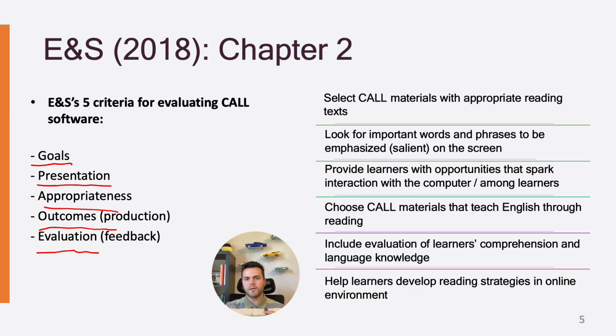Under outcomes, we also consider whether the tool actually teaches something, like helping learners learn English through reading, not just scanning text. For evaluation, CALL tools should track comprehension and give feedback on language knowledge, and not just correct or wrong, but something more detailed and useful. And finally, the broader goal of helping learners develop reading strategies. That's where strategy scaffolding comes in. A tool should support the way learners think, not just what they click or what they tap. So as you evaluate or design CALL tools, especially for reading, try to keep these principles and perspectives in mind.